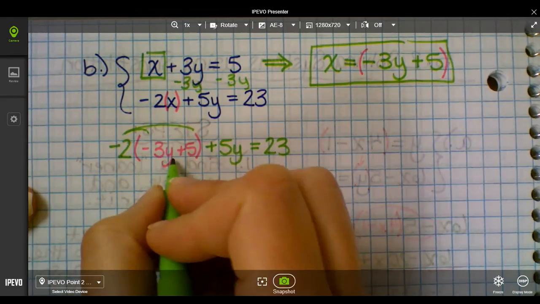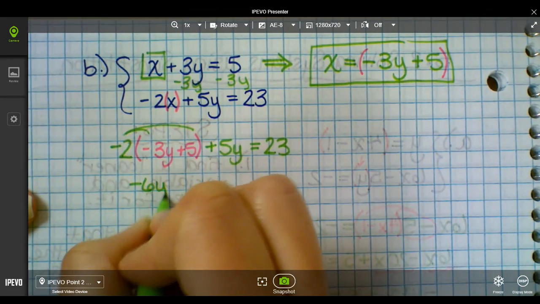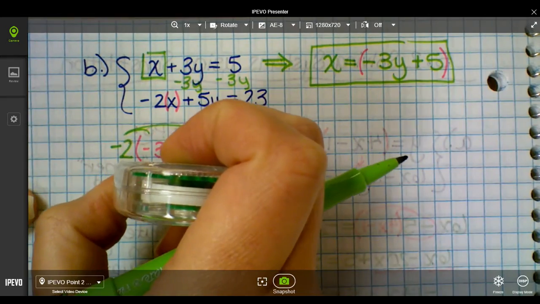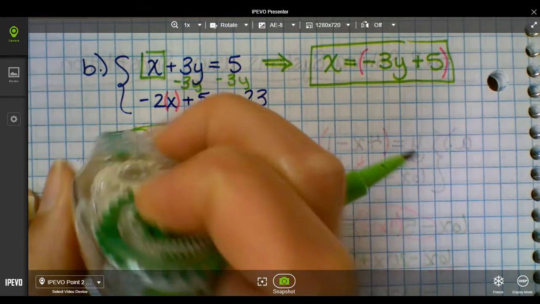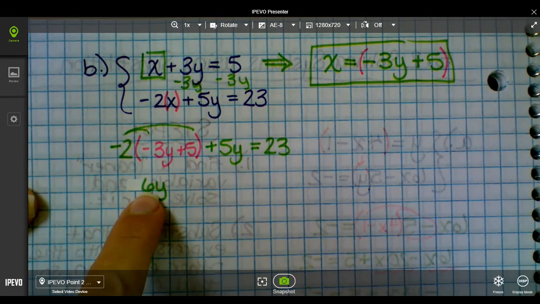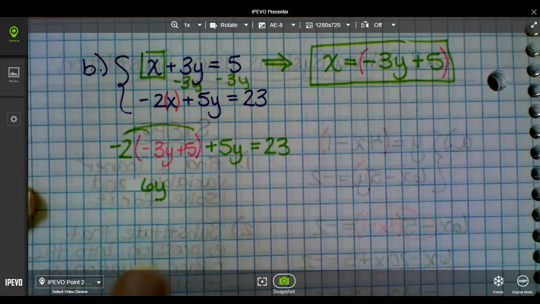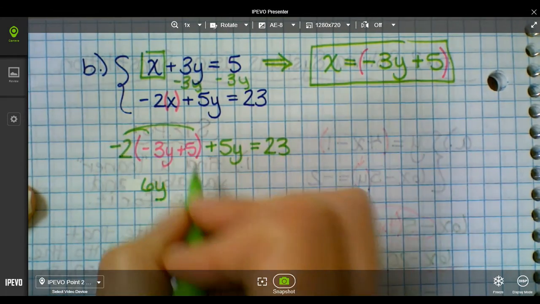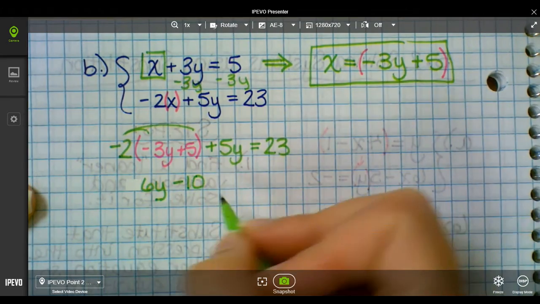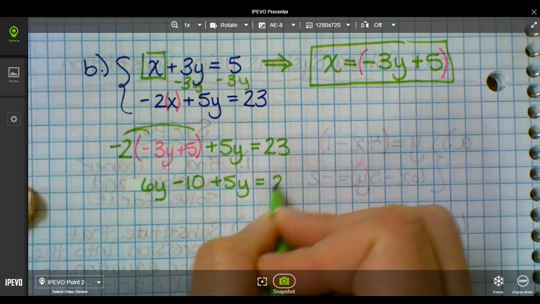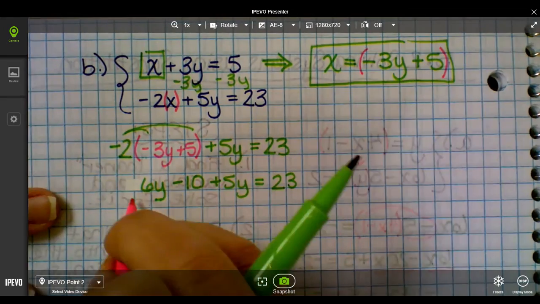So negative 2 times negative 3 is negative 6y. I'm sorry, positive 6y. Again, watch your signs. Even if you make a mistake, that's why they make whiteout and pencil erasers. So negative times a negative is a positive. So always double check. If you get those really funky answers, always go back through and double check your signs, and it's probably a sign mistake. Negative 2 times positive 5, that one's negative 10. And then we have plus 5y equals 23.